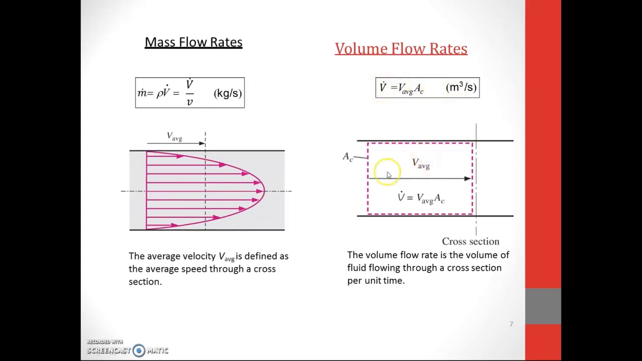This is the cross sectional area, and this is the average velocity. This is how it occurs in a tube, maybe in a piping. This is the cross-sectional area, where the velocity crosses. So the volume flow rate is the volume of the fluid flowing through a cross section per unit of time, over the time, per second.